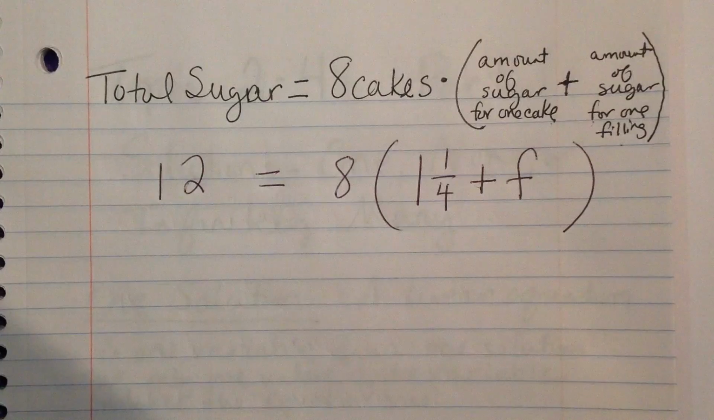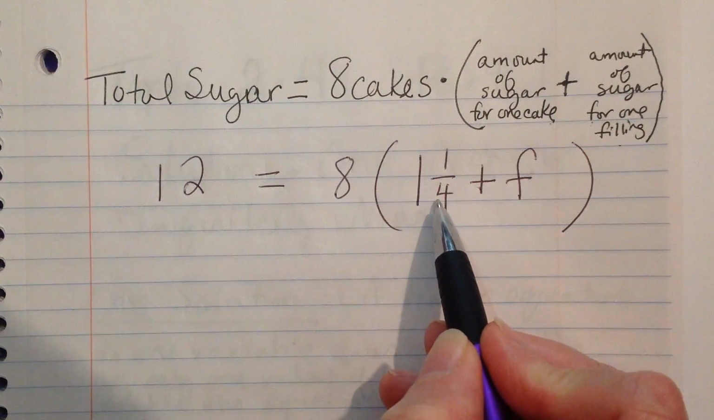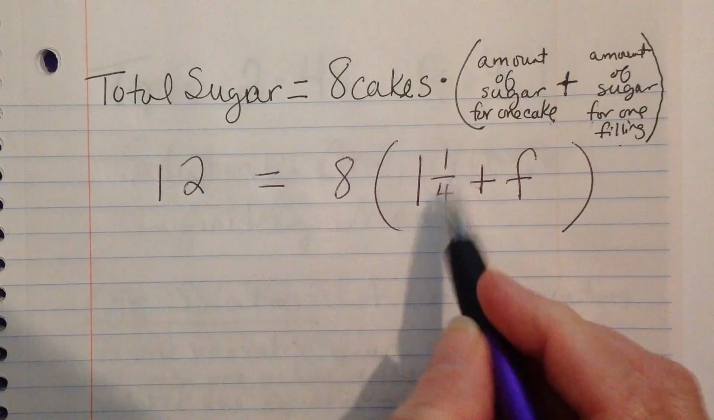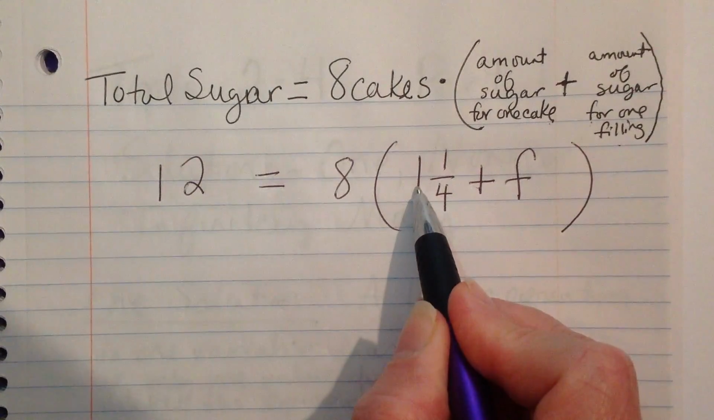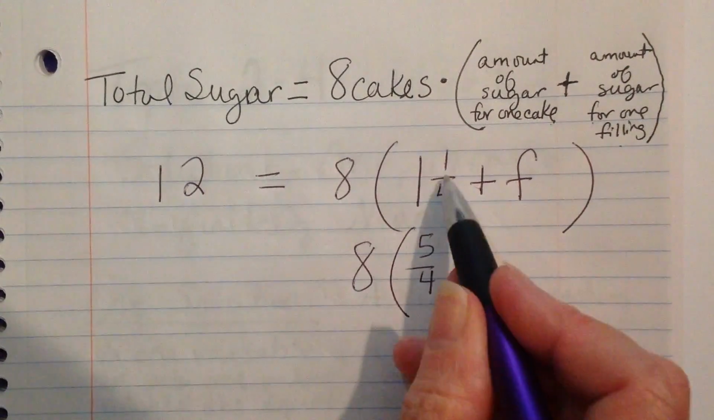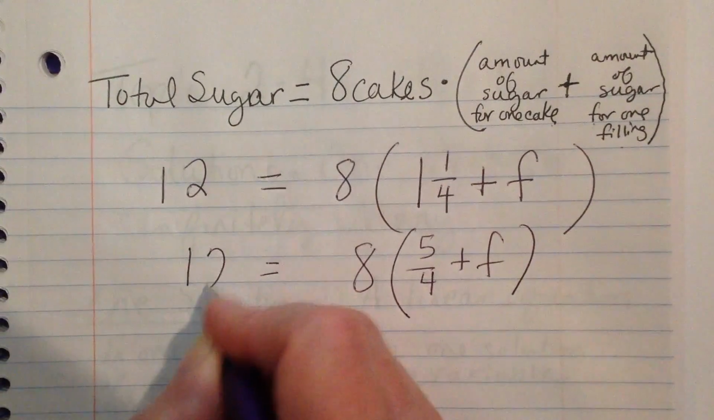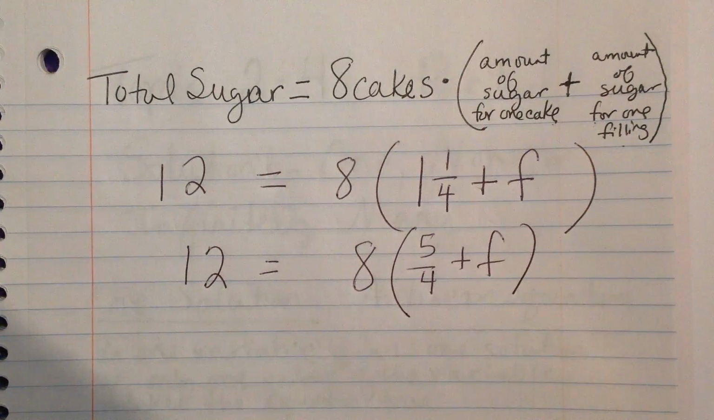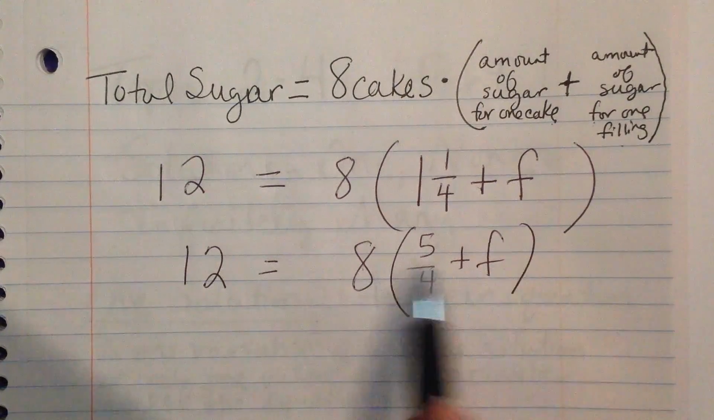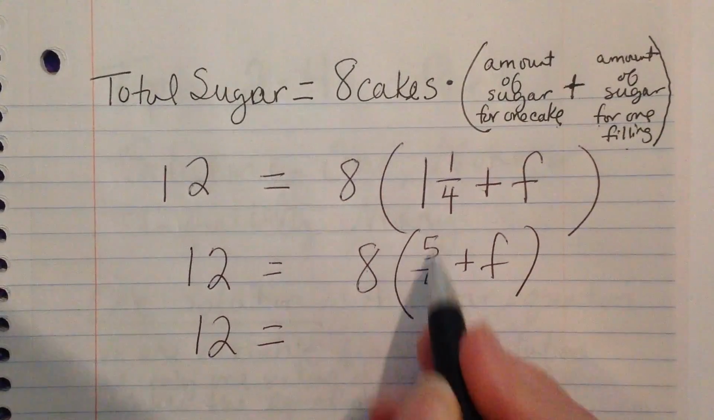So first, I would need to convert this 1 1/4 to an improper fraction. I would multiply 4 times the 1 is 4, plus 1 is 5/4. So I've changed that mixed number to an improper fraction. That would be the first step in solving this equation. Now, I can go through and distribute. Anytime we have a number out in front of the parentheses, we need to distribute. So I have 12 is equal to 8 times 5/4.